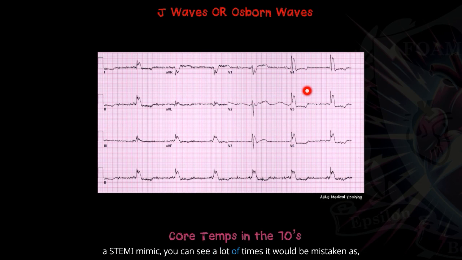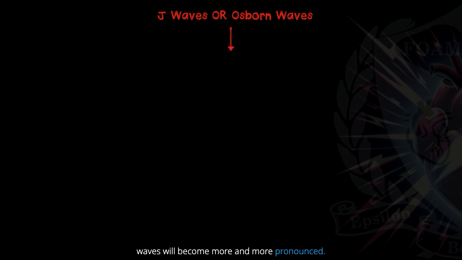You can see oftentimes it would be mistaken as ST segment elevation, especially out here in V5 and V6 and aVF. So it can very well be a STEMI mimic in these situations. You'll also see a lot of the time with these hypothermic patients shivering, so you'll get a lot of shiver artifact along with the Osborne waves. It is common to see bradycardias, atrial fibrillation as it gets slower and slower, and some of that artifact, and of course the Osborne waves. As the temperature gets lower, those Osborne waves will become more and more pronounced.